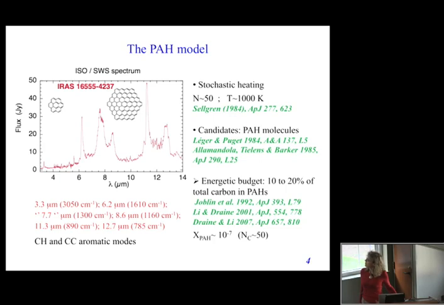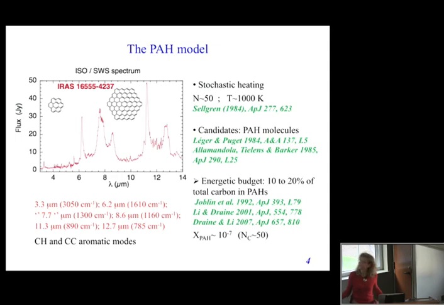The obvious candidate, because all these band positions are characteristic of aromatic bonds, CH and CC aromatic bonds, is PAHs. That was proposed. Why do you need 50 carbon atoms? It's just when you calculate the heat capacity of your system, and you use a typical interstellar UV photon of 10 eV. If you had a smaller system, you'd have a higher temperature. Yes, exactly. So you still have a lot of emission, right?